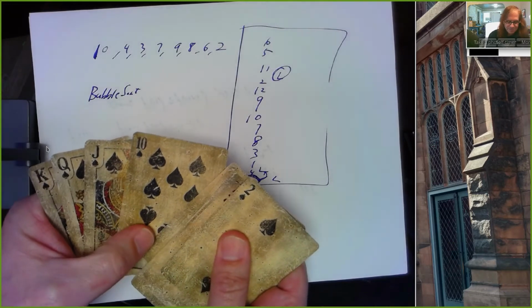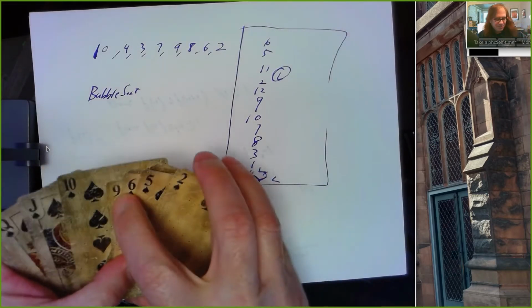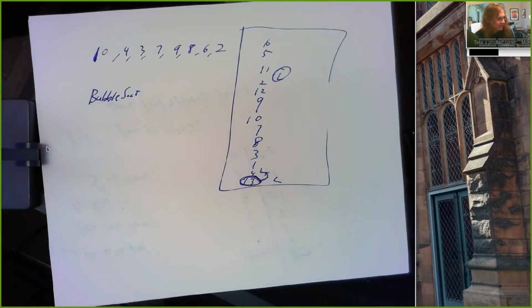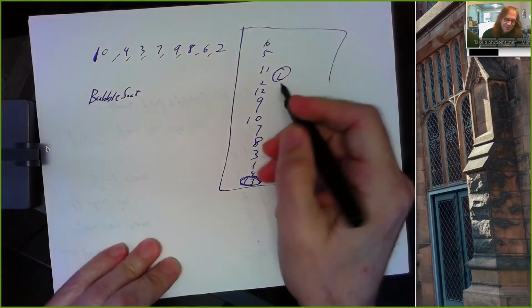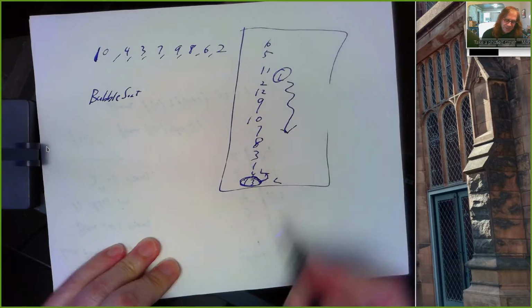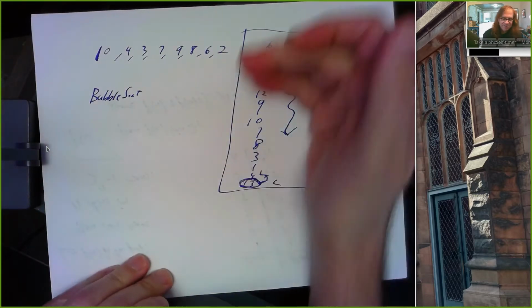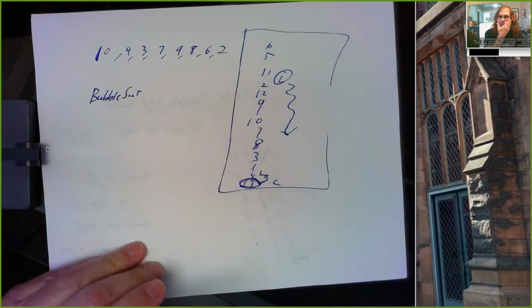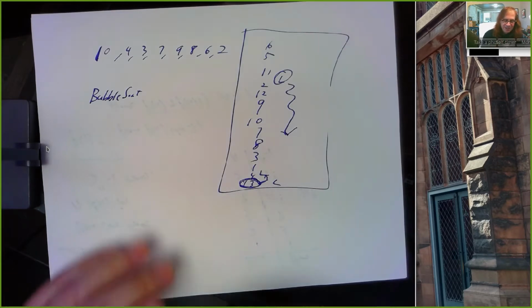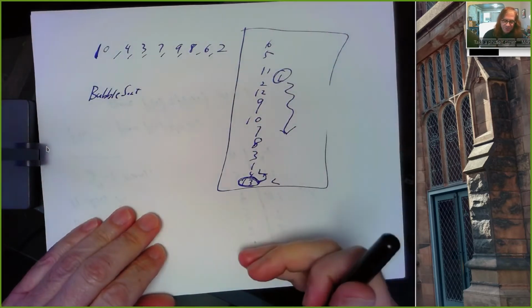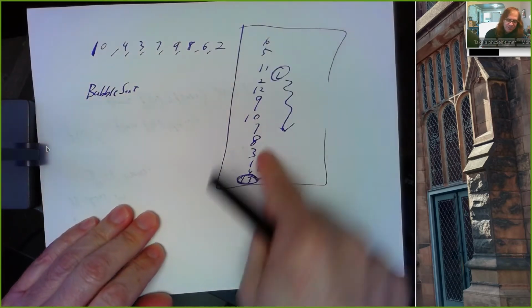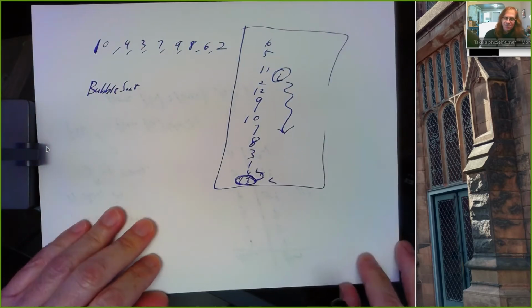So the effect is if you picture your numbers as being sort of large rocks, they're sinking down to the bottom of this pile and falling into the correct spot. And each time we go through, one more number will sink down into its correct spot.